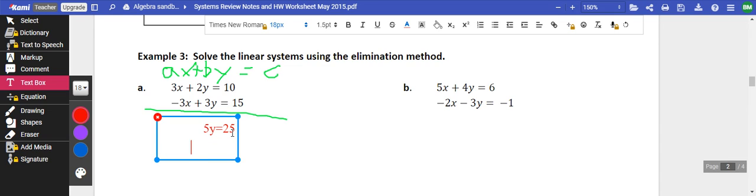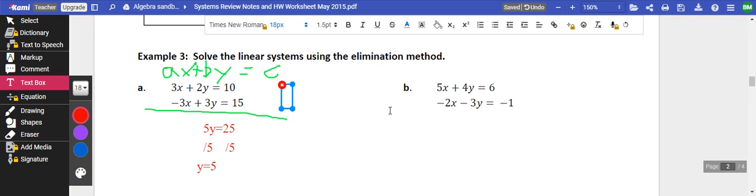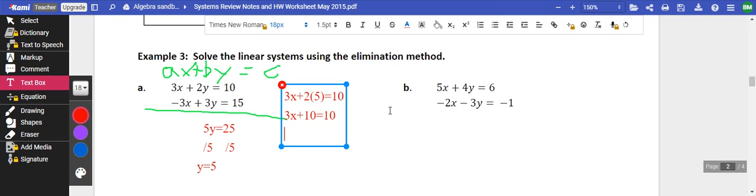Then we are going to divide both sides by 5. And we get y equals 5. We've already found y. And then it's the same thing we've done before with substitution method. We're going to plug it back in. So we're going to go 3x plus 2 times 5 equals 10. And we get 3x plus 10 equals 10. And we get 3x equals 0 because we subtract 10 from both sides. So we get x equals 0.